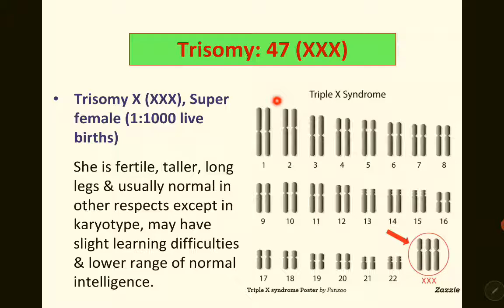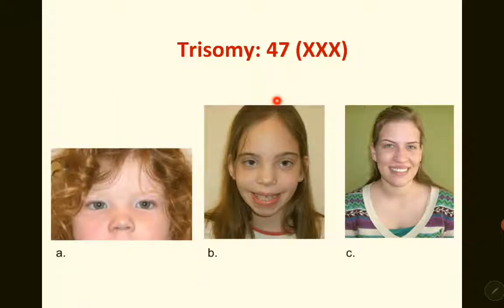XXX, triple X syndrome. Okay, 1 in every 1,000 live births. So she is fertile, taller, with long legs, usually normal in other respects, except in their karyotype, and may have slight learning difficulties and a lower range of normal intelligence. Okay, other than that, other characteristics are just normal. So from their physical outlook, we cannot tell whether she is trisomy X or a normal female. Okay, see, the facial features are very normal.